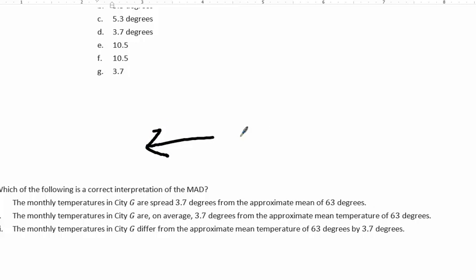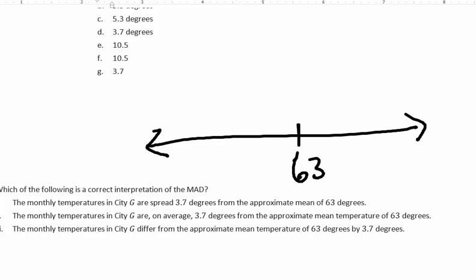So City G, its mean temperature is 63 degrees. I'm just going to put that balancing point, so remember it is my mean.